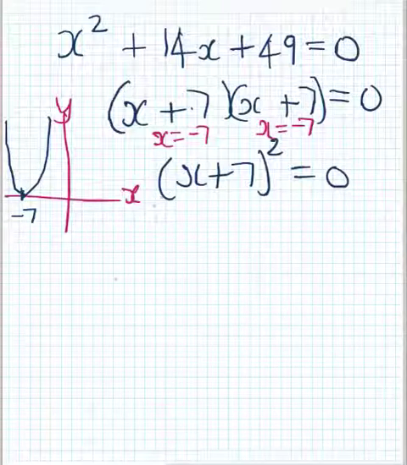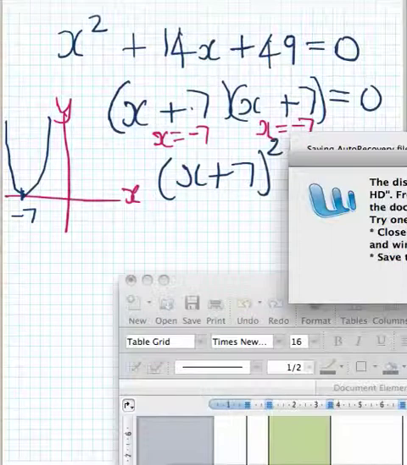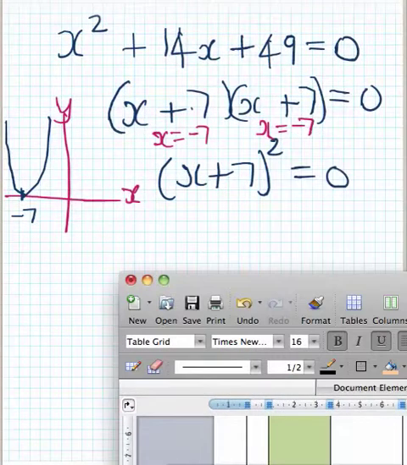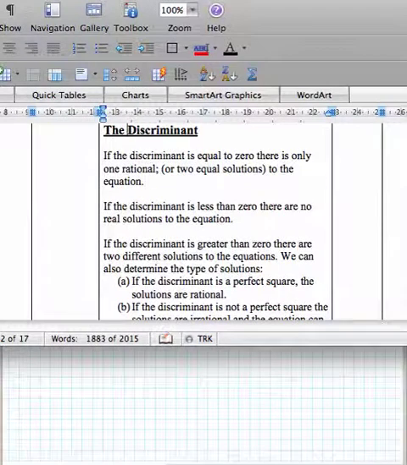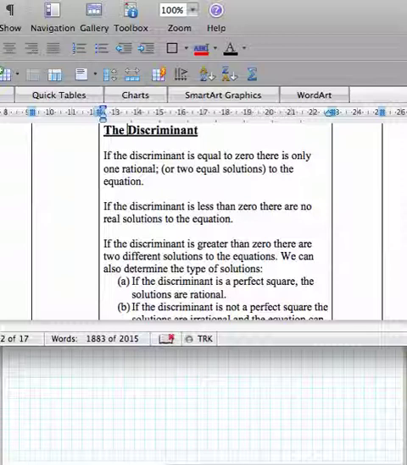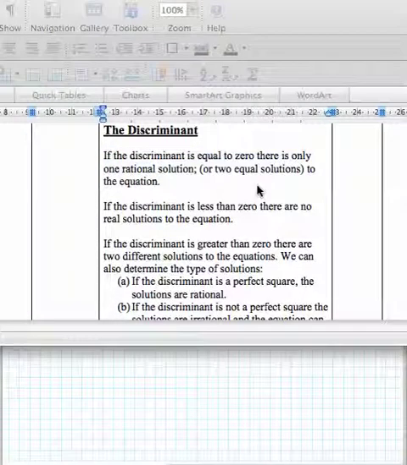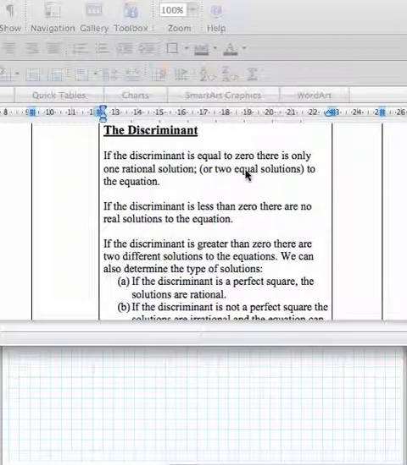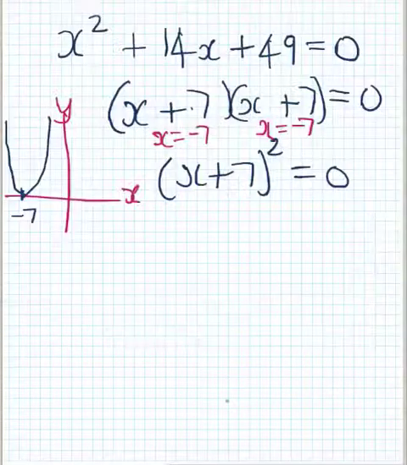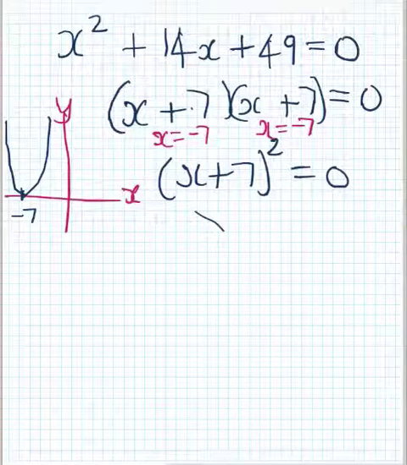So the first point we'll be looking at is this one here. If the discriminant is equal to 0, so we'll focus on this first point here. If the discriminant is equal to 0, there is only one rational solution, or two equal solutions, which means two equal x-intercepts, okay? And now let's use the discriminant with this example to see if our discriminant equals 0.